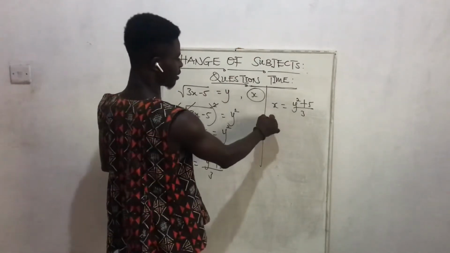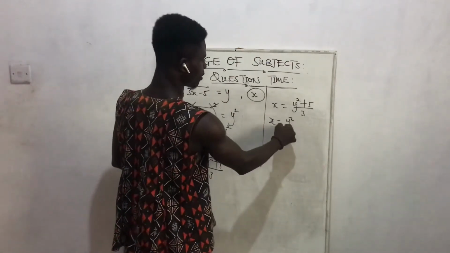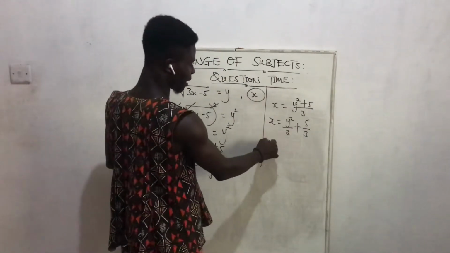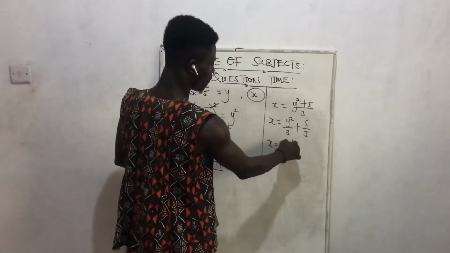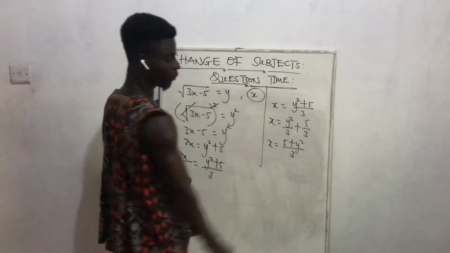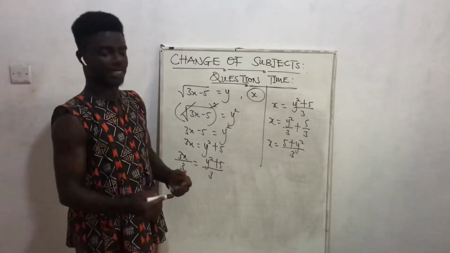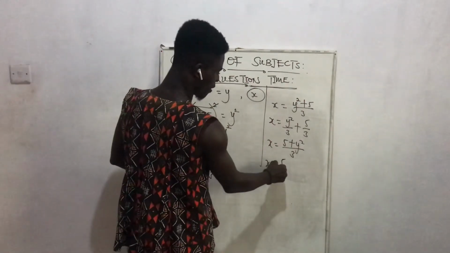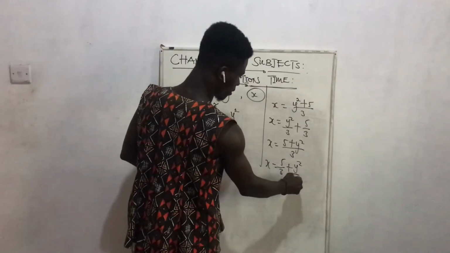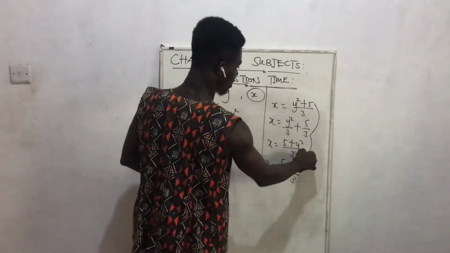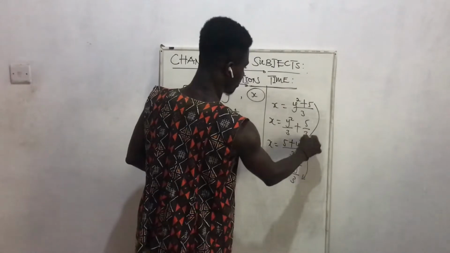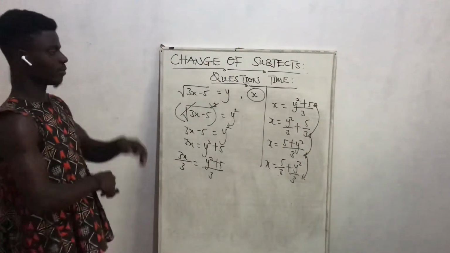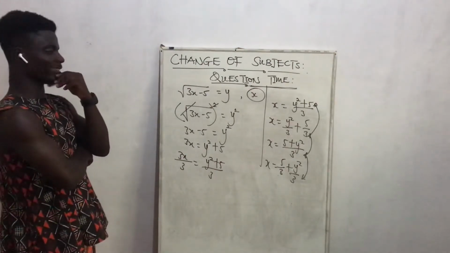Or somebody can write it as x being equal to y squared on 3 plus 5 on 3. Or we can write it as x equals 5 plus y squared all on 3, because addition is commutative. Also, we can write it as x equals 5 on 3 plus y squared on 3. So, this, that, and that, they are the same.